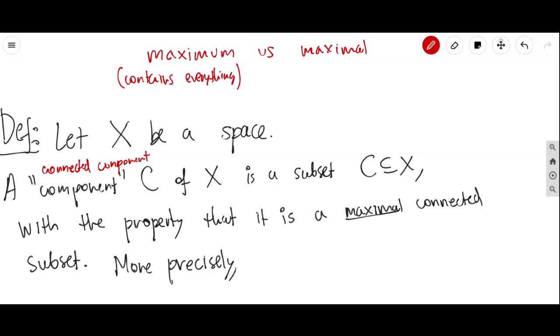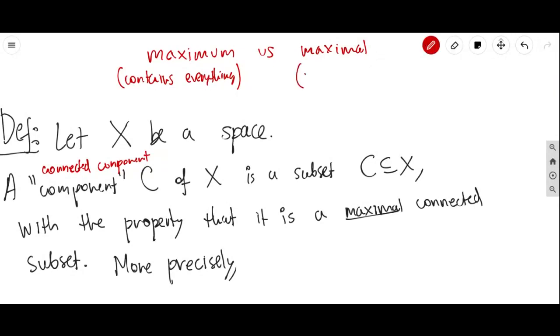So for example, the closure. The closure is the maximum closed set. The maximum closed set. So you look at all of the... the closure is the minimum closed set. I meant to say the interior of a set. The interior of a set is the largest, it's the maximum open set inside your set. So it contains every other open set. So maximum means it contains everything.